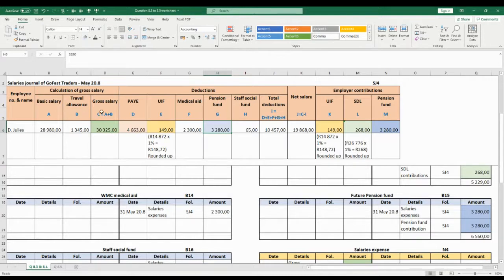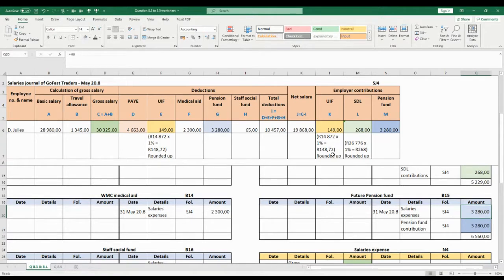Now, because of the fact that we showed, this will go to your salary expenses, and all of these deductions will go to a liability account as well as the net salary, which will then equal the debit in your salaries. This will only go to your liability account. So your future pension fund is a liability account. That is the name of the pension fund which we are paying the money over to. So we say salary expenses because that is the total expense that is included in our gross salaries.